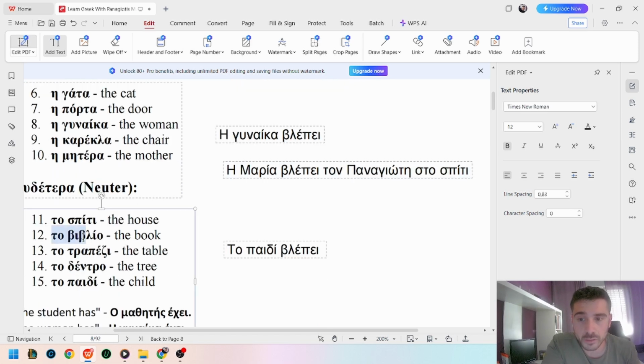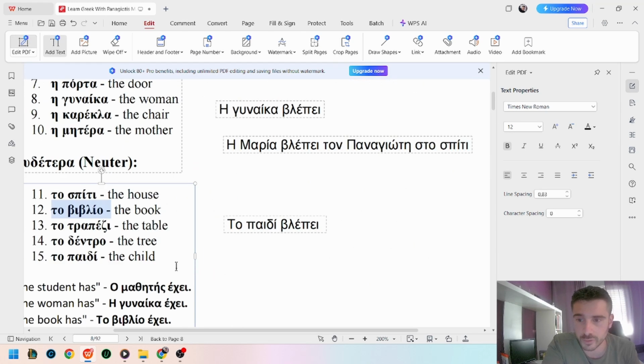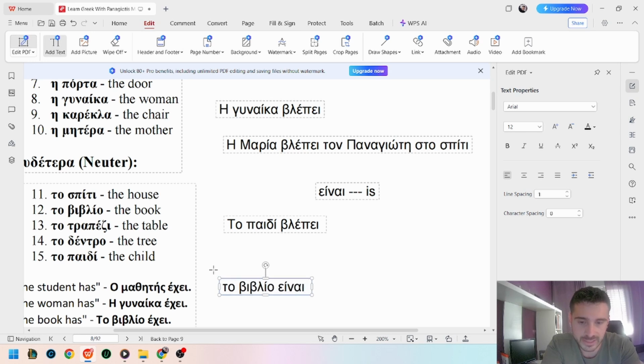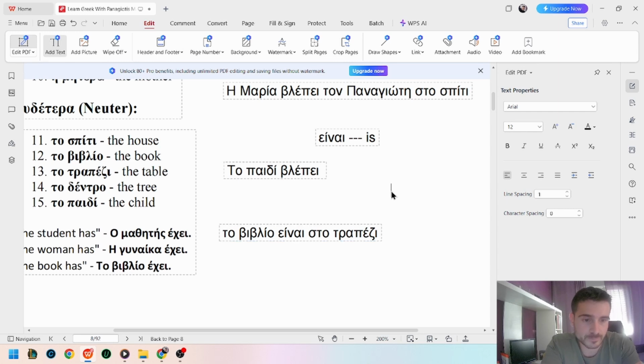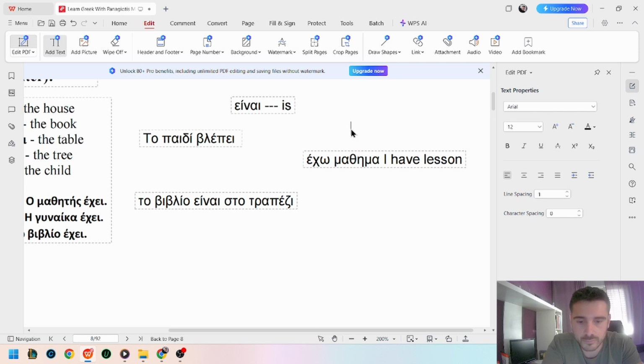Now, how will you say the book is on the table? Okay, we've seen also this before. So the book is on the table. The verb is είναι. So you will say το βιβλίο, neutral word, είναι, it is, στο τραπέζι. On the table. Λοιπόν, if I tell you that the phrase έχω μάθημα means I have class. Έχω μάθημα means I have lesson. And the word με means with.